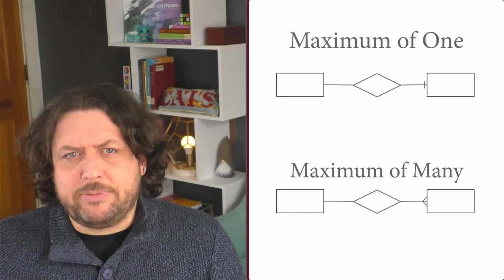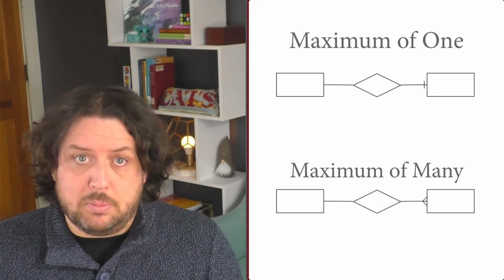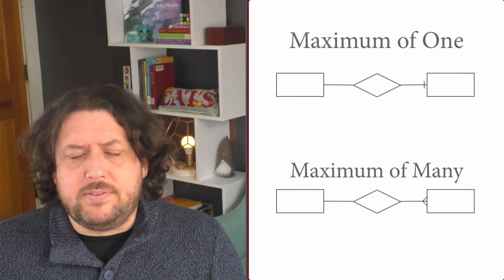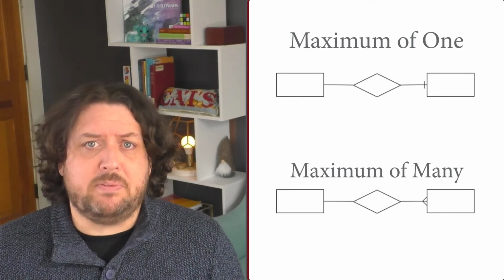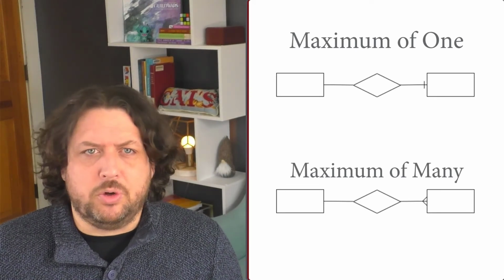What we're interested in is whether the maximum number of relations to an entity is 1, or if it's more than 1. It can't be fewer than 1 because then there's no relationship. A maximum of 1 is represented with a single hash mark, and a maximum of more than 1, or many, is represented with a crow's foot. Many in this case is doing a heavy lift. It could mean a maximum of 2, or it could mean a maximum of infinity.